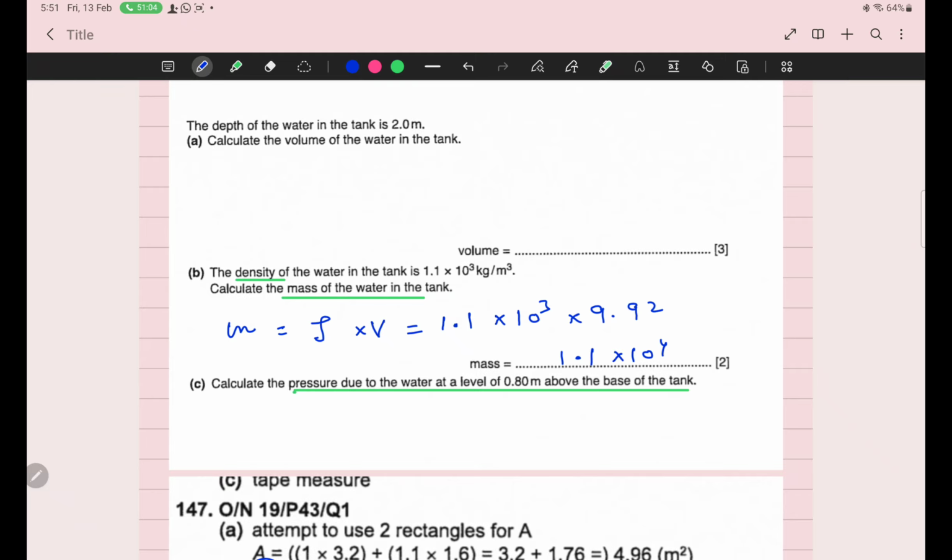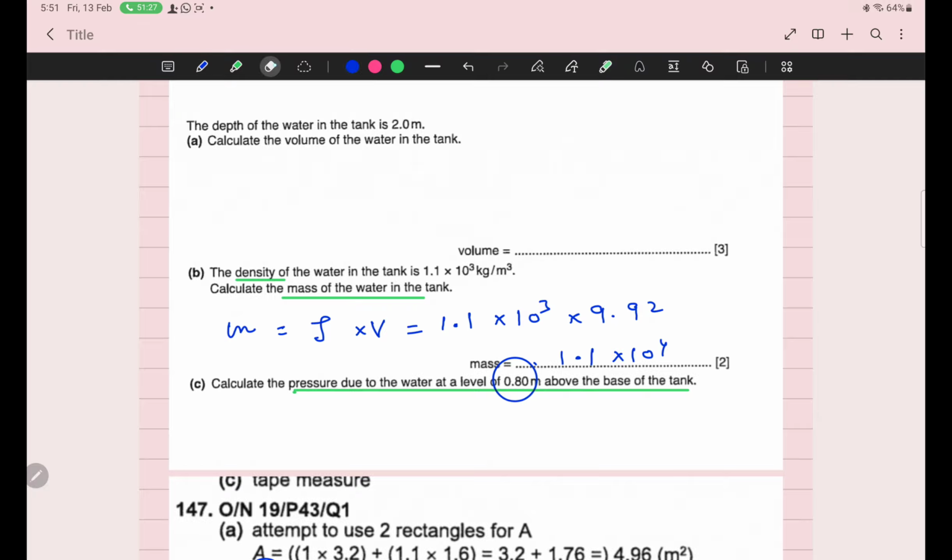So we are calculating pressure due to water at a level of 0.8 meter above the base of the tank. Actually, this is not a depth. In this question, they are making confusion. Can you tell me what is 0.8? Is it depth or not?